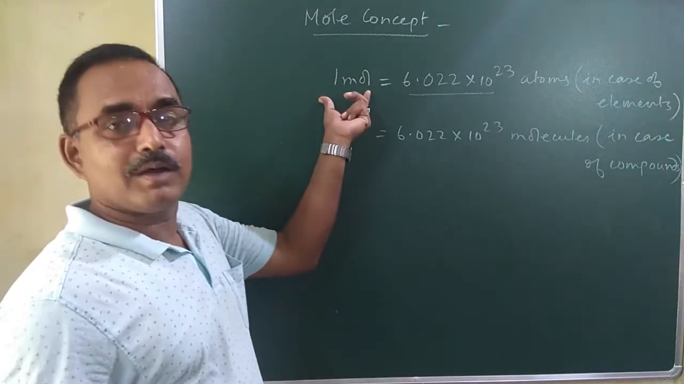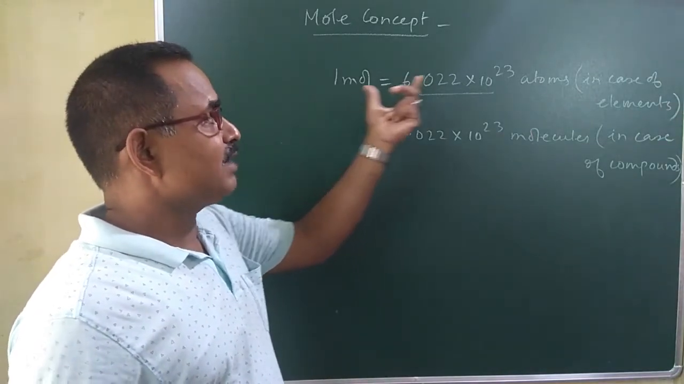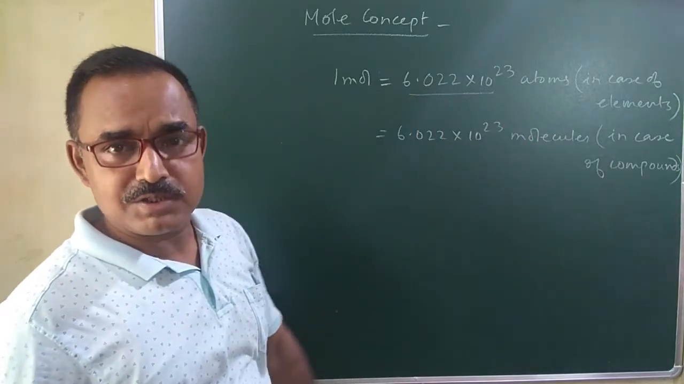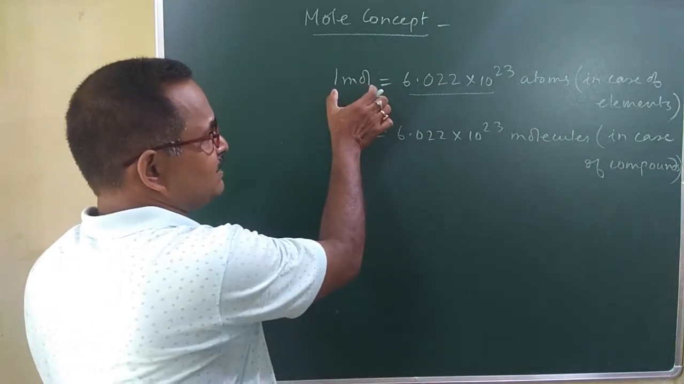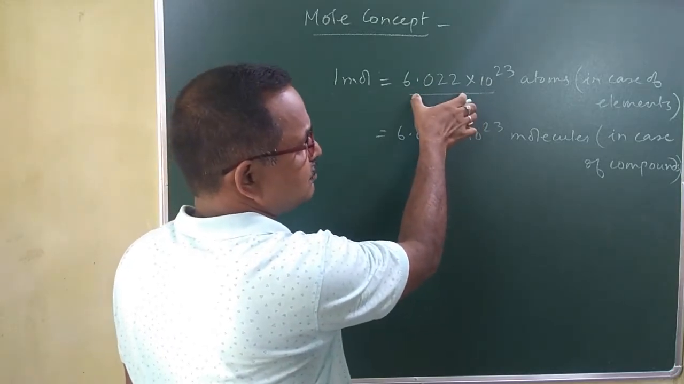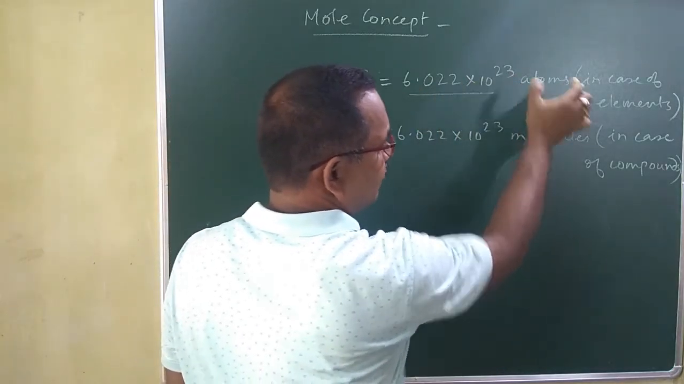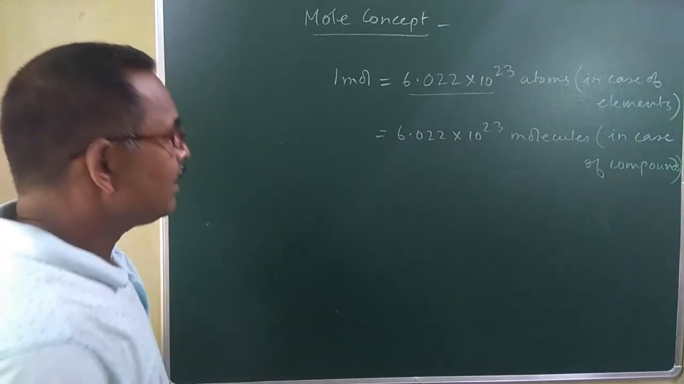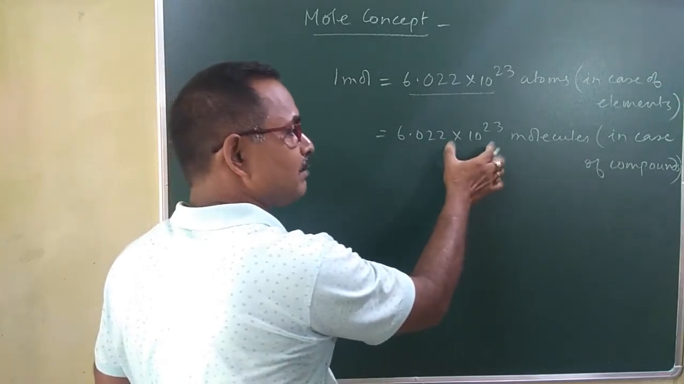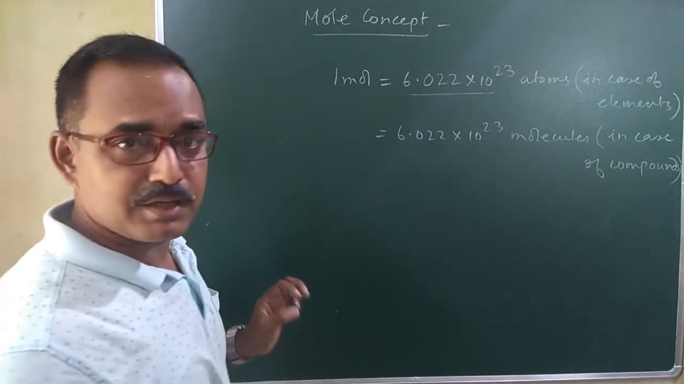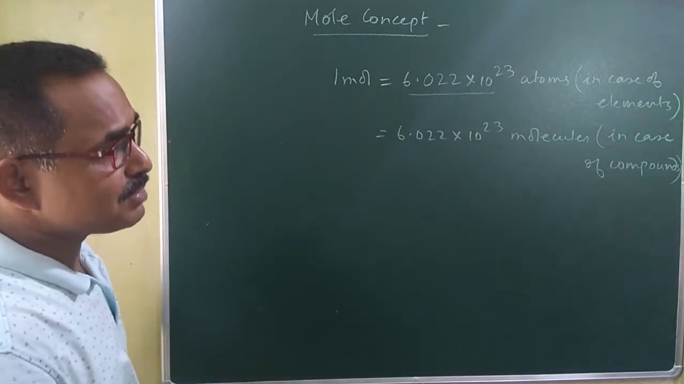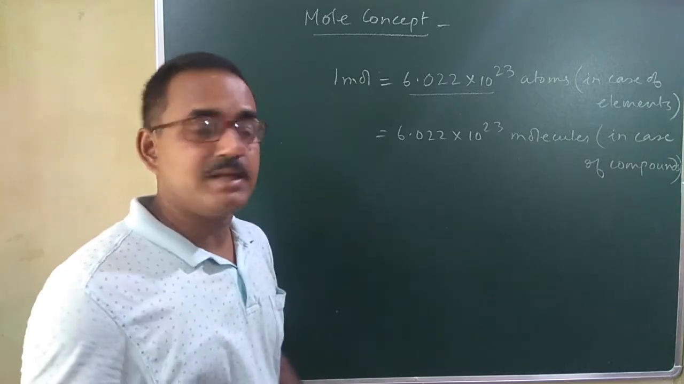What is one mole? One mole is the assembly of as many elementary particles as there are atoms in 12 gram of C12 isotope. So by definition, one mole of an element will be equal to 6.022 multiplied by 10 to the power 23 atoms of the element. Similarly, one mole of a compound will be 6.022 multiplied by 10 to the power 23 molecules. So this is the definition of mole in terms of number.